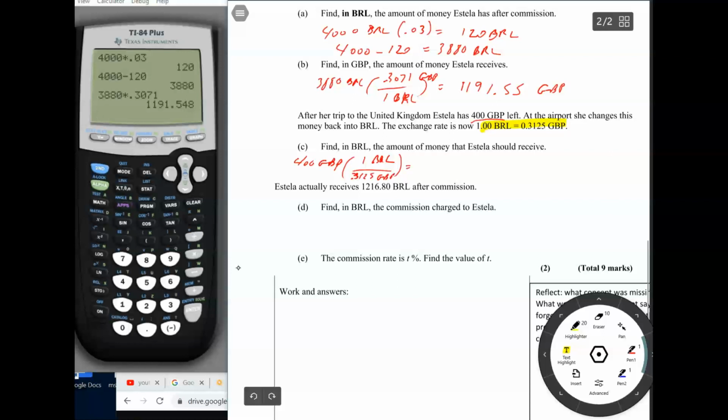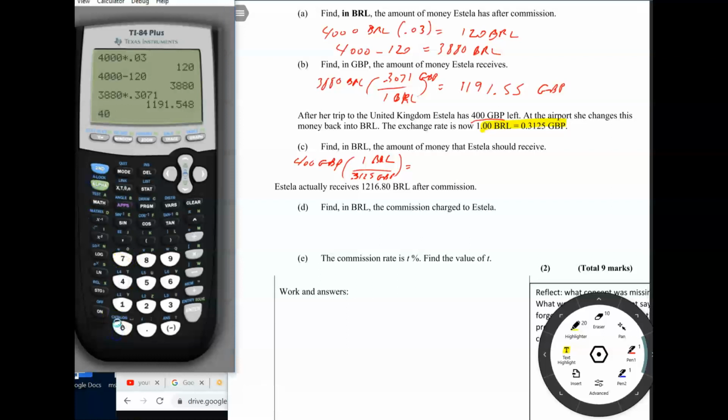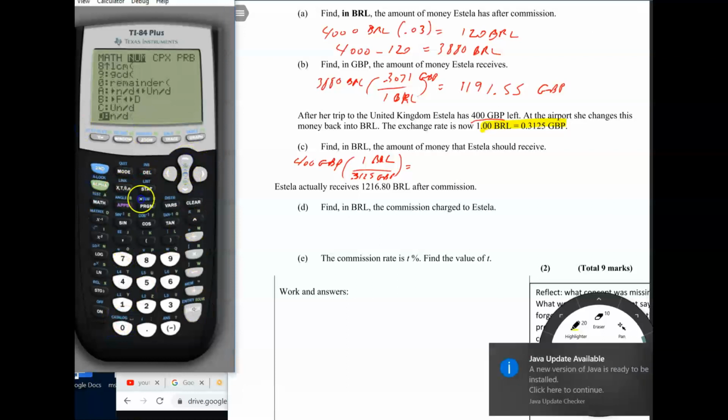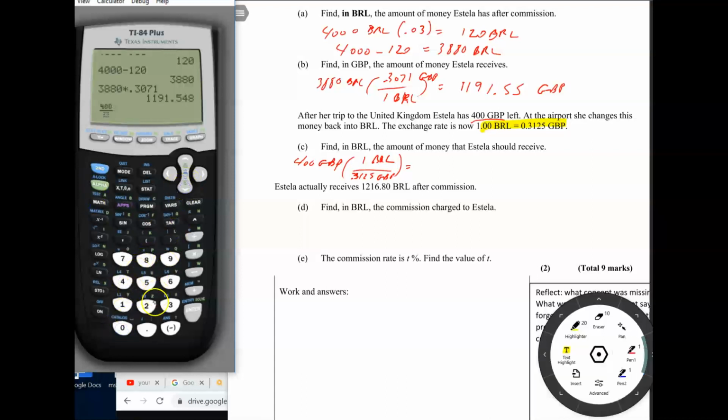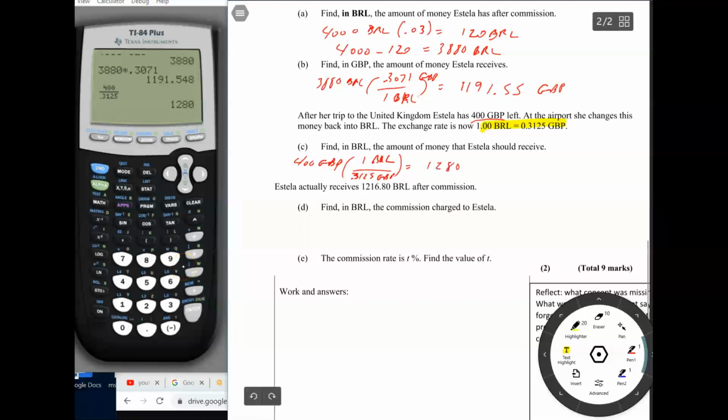And then the GBPs cancel out, and I'll have 400, and let's do this with the math function. Math number ND, and we'll have 400 times 1 on top, and 0.3125 on the bottom, and the answer is 1280, and that is Brazilian real. Okay, so at the beginning she had 4,000 Brazilian real, and at the end she has 1280. Estella actually receives 1216.80 after the commission.